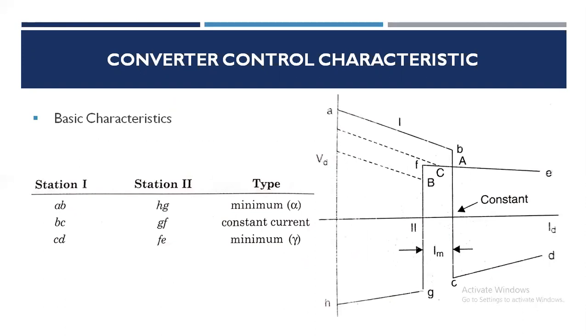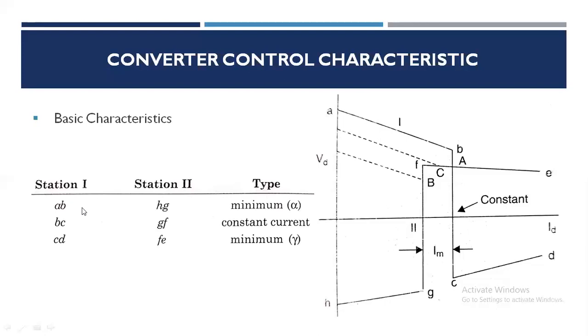The basic principle of control of DC link has been stated in the last point. The control characteristics of both stations are shown in this figure, which shows DC voltage at station 1 and DC voltage at station 2 versus DC current. Each station characteristic has 3 parts as shown in this table.